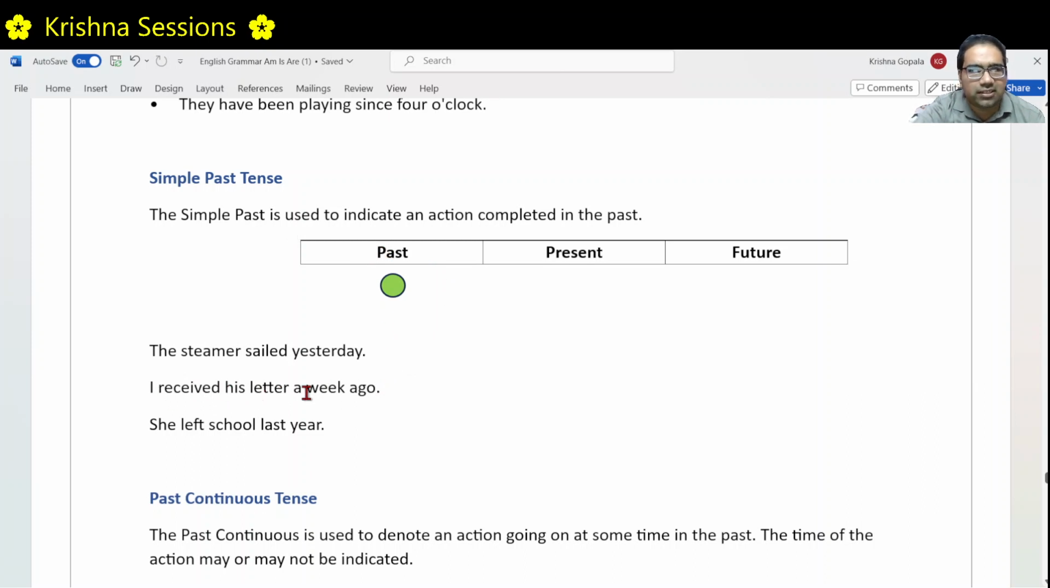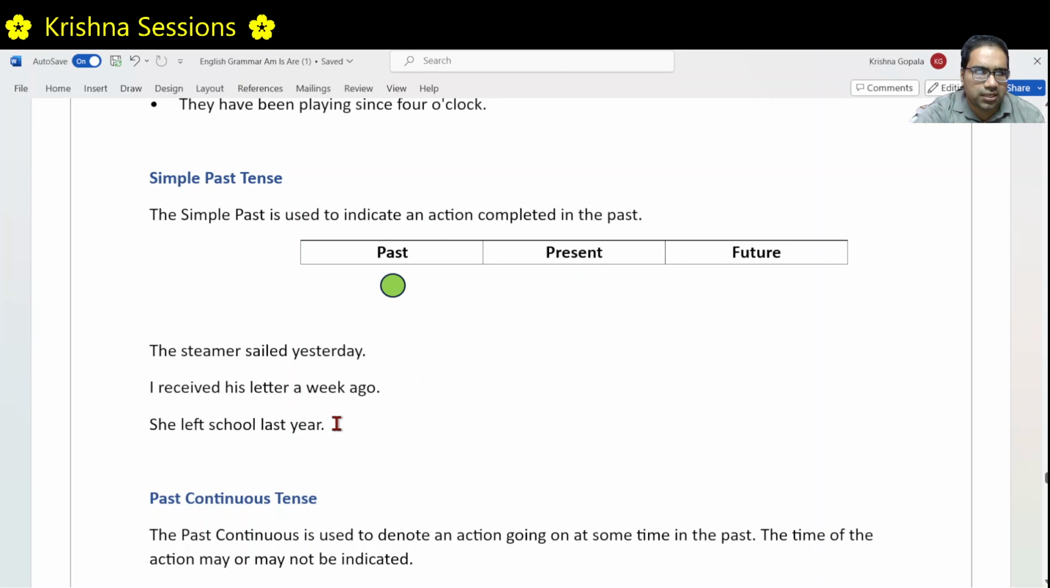I have received his letter means there's a follow-up statement, something like I am reading it now, or I did not like it, or I am liking it. I am replying, giving a reply to it, something like that. I received his letter a week ago. It's a simple past statement, which means the action is done and there is no result related to present.